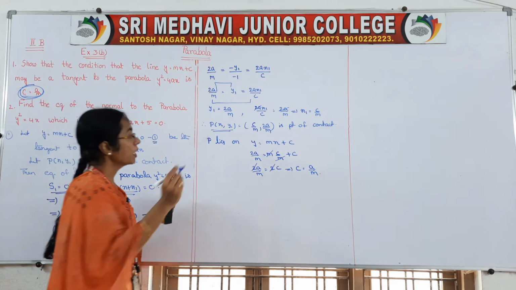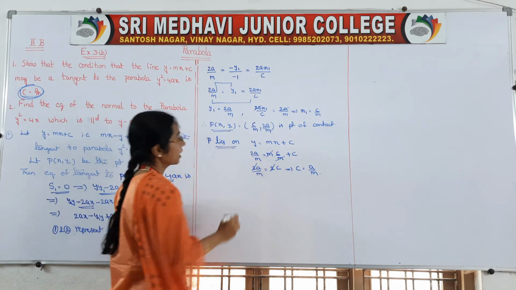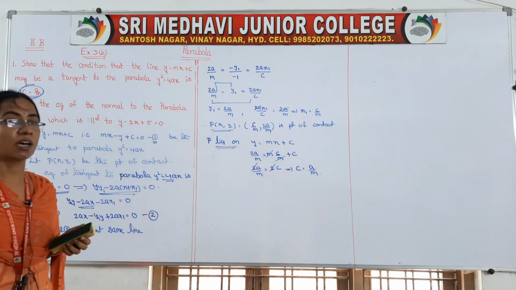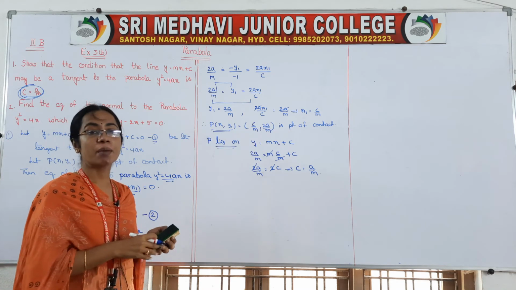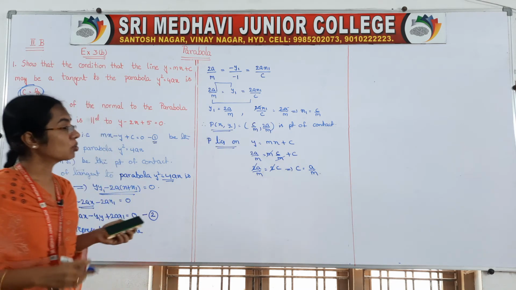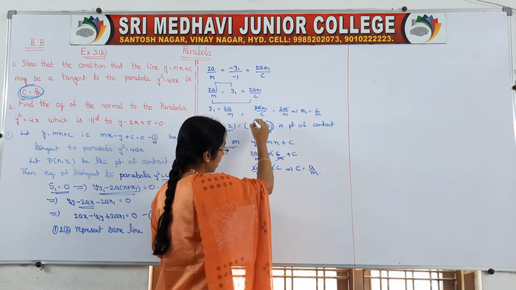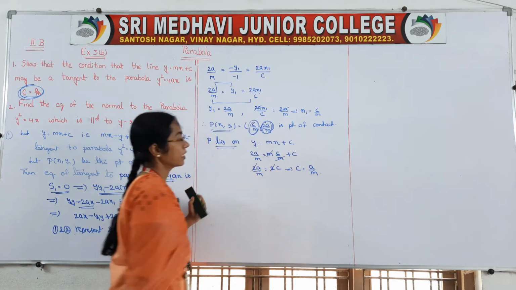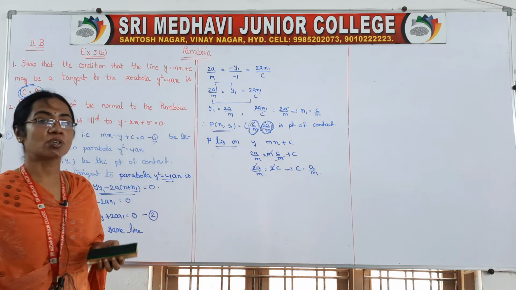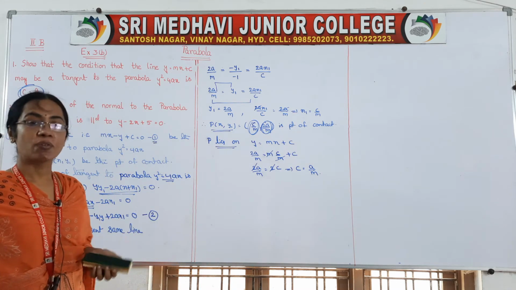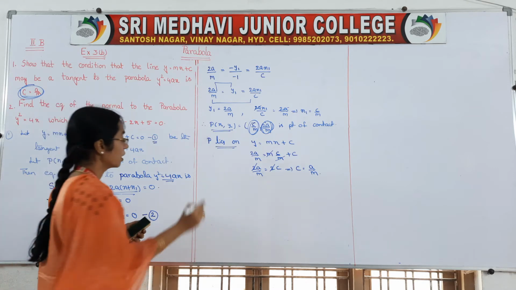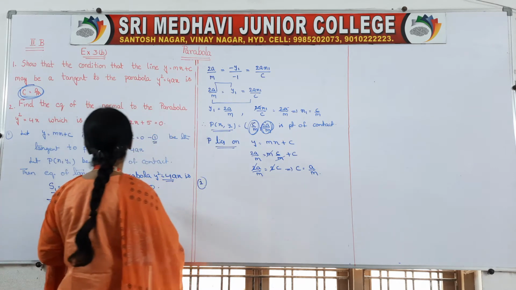Okay, so P, this is the point of contact, means this point lies on one line, y is equal to mx plus c, right? So therefore in y place you take the y coordinate, and in x place you take the x coordinate, then you will get c is equal to a by m. That is what we have to prove. Okay, so next come to the second question.